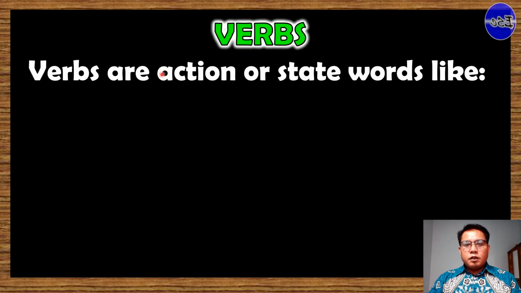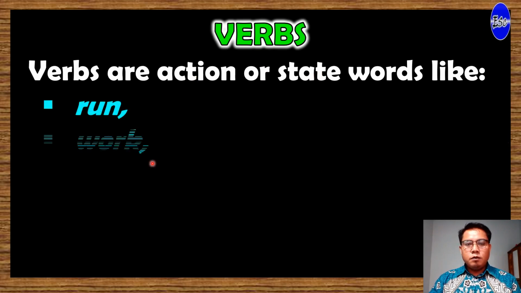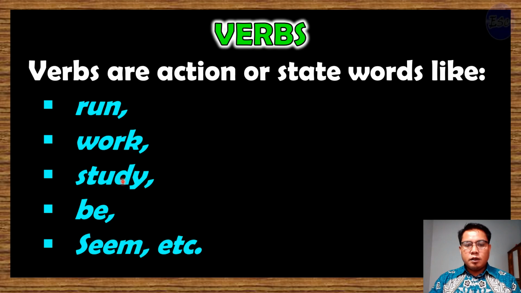Verbs. Verbs are action or state. It means the word verb can also be divided into action or state. For example, run, work, study. Run, work, study are examples of action verbs, while be, for example, is, am, are, was, were, and been are state verbs. In addition, seem, okay, this is also a kind of state verb.